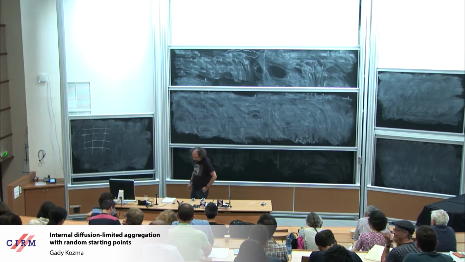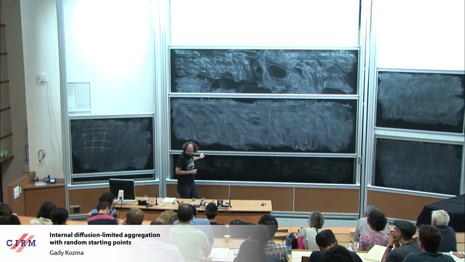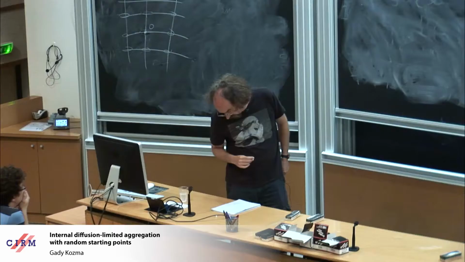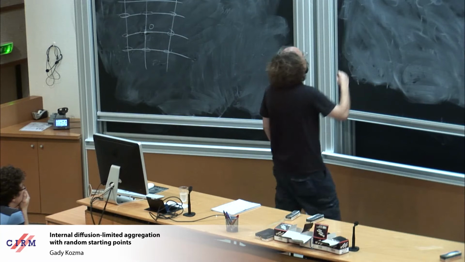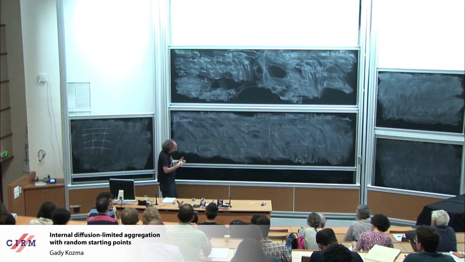So what's known? Let's give some history. This was defined by Diaconis and Fulton. So I don't know, maybe people expected me to talk about linearly reinforced random walk, but at least we have a Diaconis in this talk.